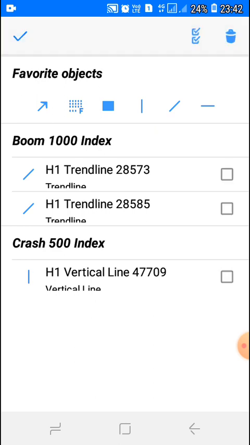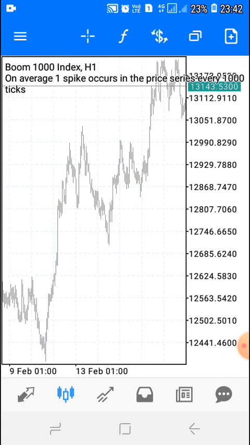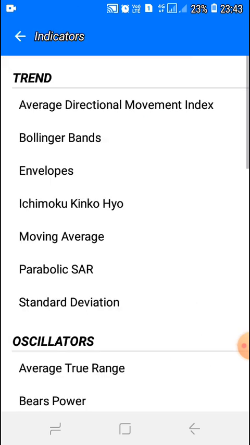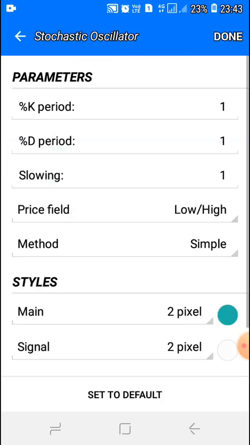And I'm just going to remove all of this, because we will need it later, and I'm going to show you guys how to use it with the indicators. So the first indicator that we're going to use for the strategy is our stochastic. Now you need to make sure that the stochastic looks like this.